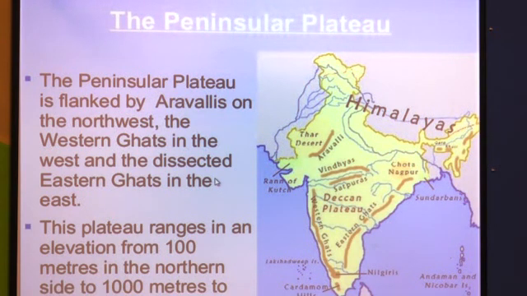The peninsular plateau is covered by the Aravalli mountains on the northwestern part. See, west of the Aravalli mountains is the Thar desert, and east of the Aravalli mountains is called the peninsular plateau. On the western part, the Western Ghat is there, and on the eastern side, the Eastern Ghat is there, and these are the boundaries of the peninsular plateau. Clear students? Aravalli on the northwestern part, Western Ghat on the western part, and Eastern Ghat on the eastern part, and this triangular shaped landform is called the peninsular plateau.